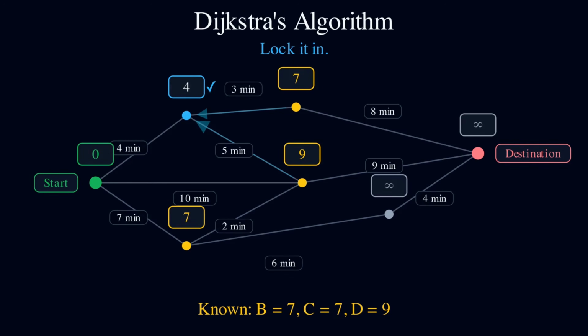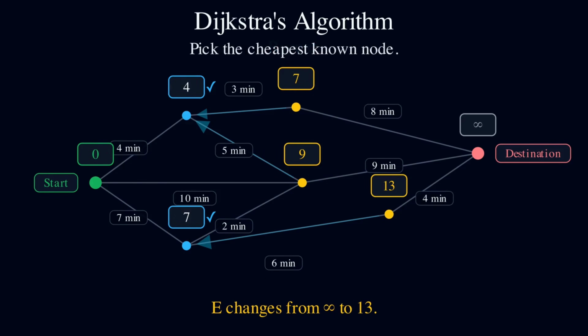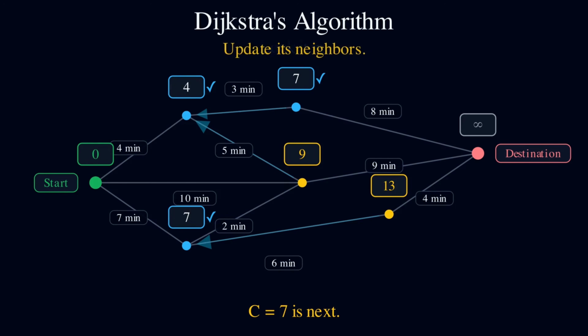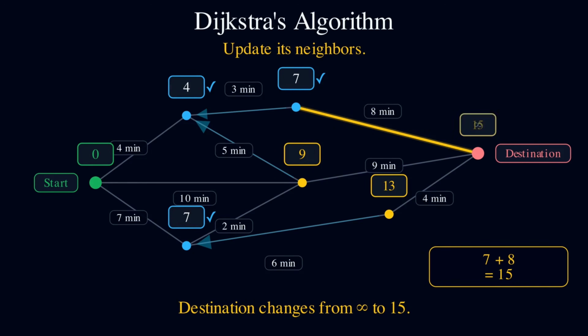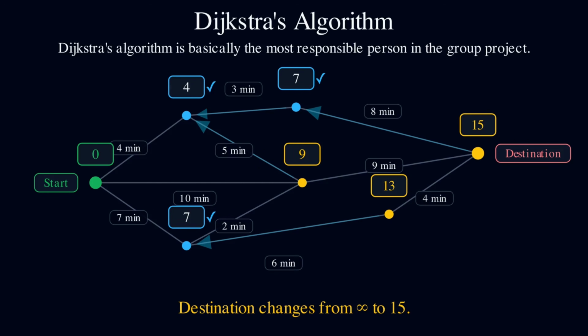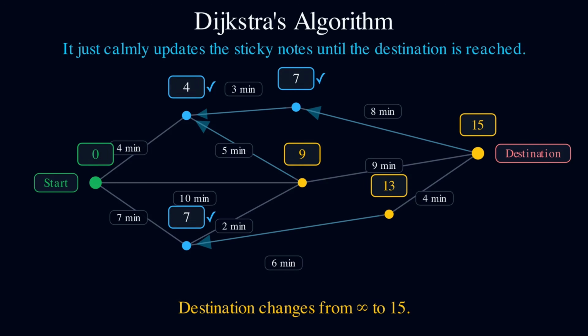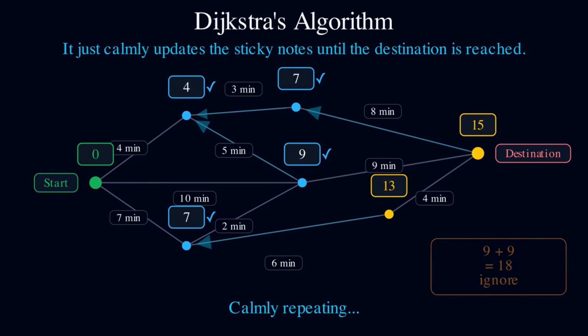Pick the cheapest node, lock it in, update its neighbors, and then repeat that all again. You can look at the graph for a more visual explanation of what Dijkstra's algorithm does, but overall, you can just think of it as the most responsible person in a group project. It never panics, never guesses, it just calmly updates the sticky notes until the destination is finally reached.